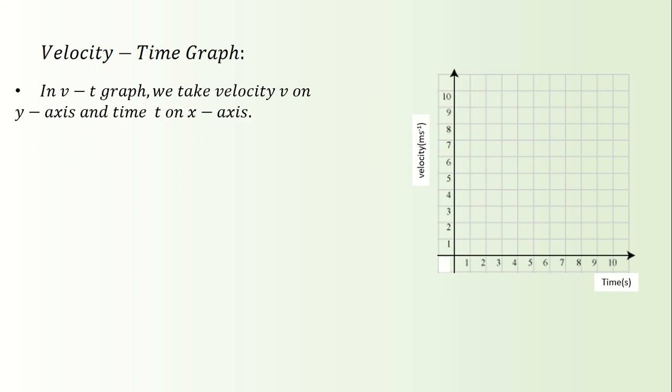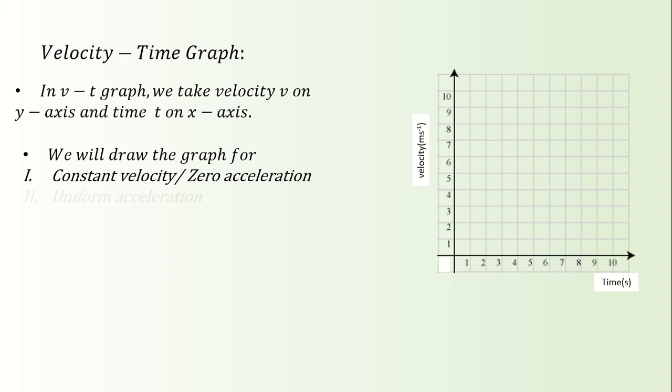Velocity time graph. In a velocity time graph, we take velocity v on the y-axis and time t on the x-axis. We will draw the graph for constant velocity or zero acceleration, uniform acceleration, and uniform deceleration.